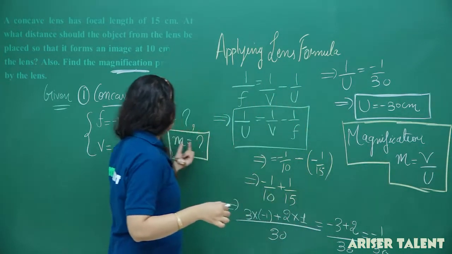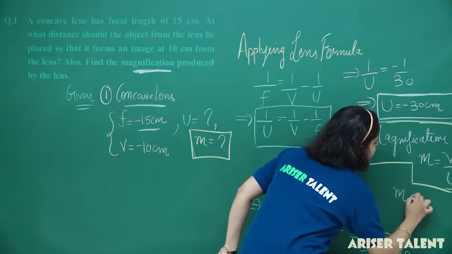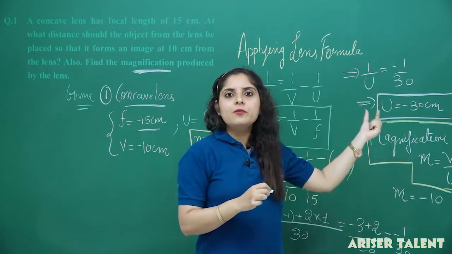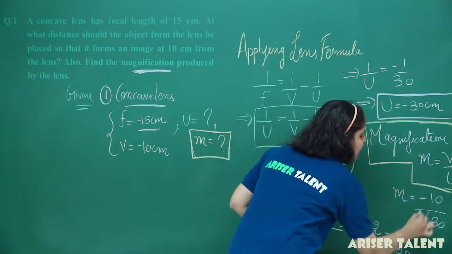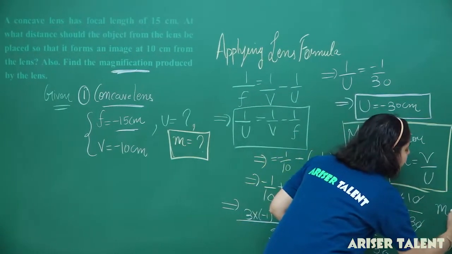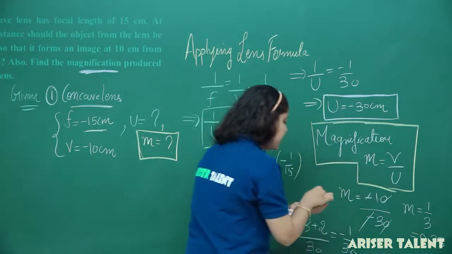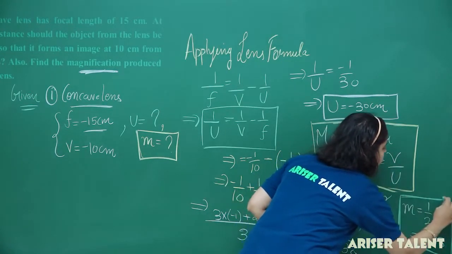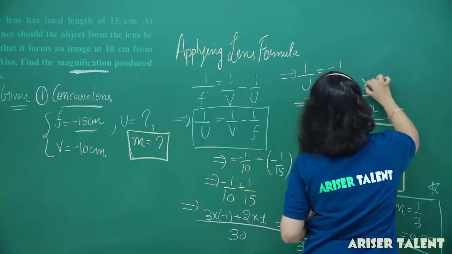Now, what is the value of v in the question? V is minus 10. And what is the value of u? We have found out that u is equal to minus 30. Minus will be cancelled by minus, 0 will be cancelled by 0, and I am getting here m equal to 1 by 3, that will be equal to 0.33. So this is the magnification produced by the lens. So this is the magnification you have calculated and this is the value of u we have calculated.